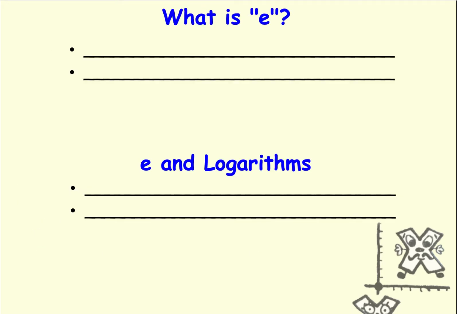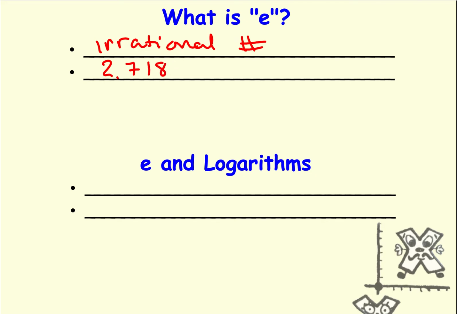So what is e? Well, e is an irrational number, and when we start looking more at what e is, we'll find that it is a value that comes up quite often. It's approximately equal to 2.718.